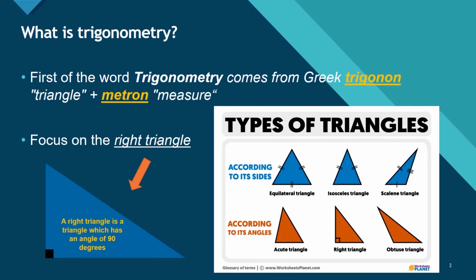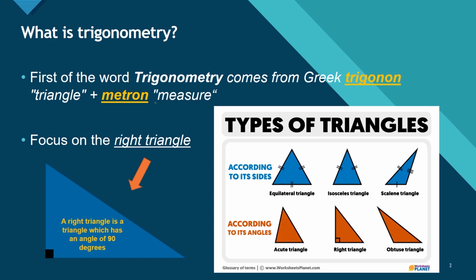First off, what is trigonometry? The word trigonometry comes from two Greek words. I'm sorry in advance to all Greek-speaking people. I don't speak Greek, so I may butcher this. The first word, trigonon, means triangle, and the other word, metron, means to measure. In the last lesson, I showed you a metronome, which is also a measuring device.